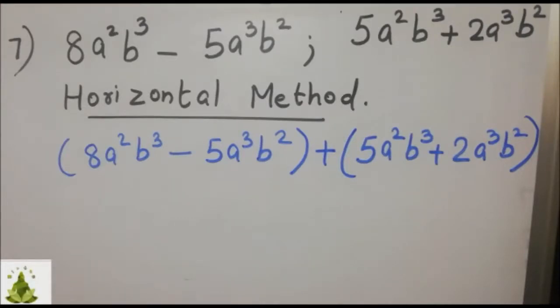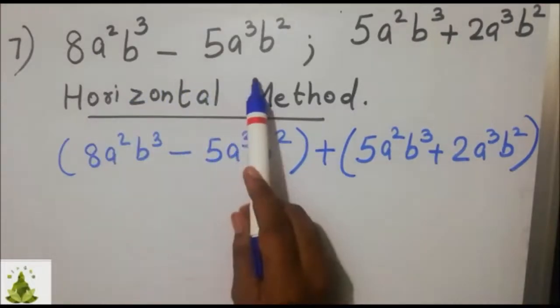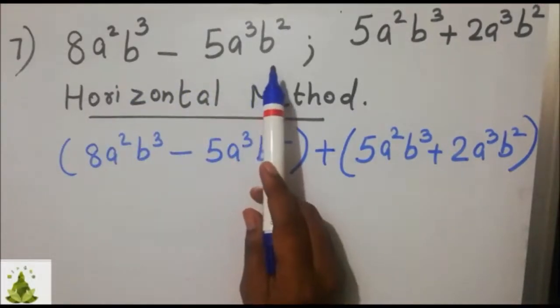In the last video, we have seen question number 6, how to solve. Now, question number 7, I will do this by horizontal method. How are you going to do? You are using the vertical method and solving, and you can cross check it with the horizontal method answer. Is it clear? Now, the question here is 8a square b cube minus 5a cube b square.